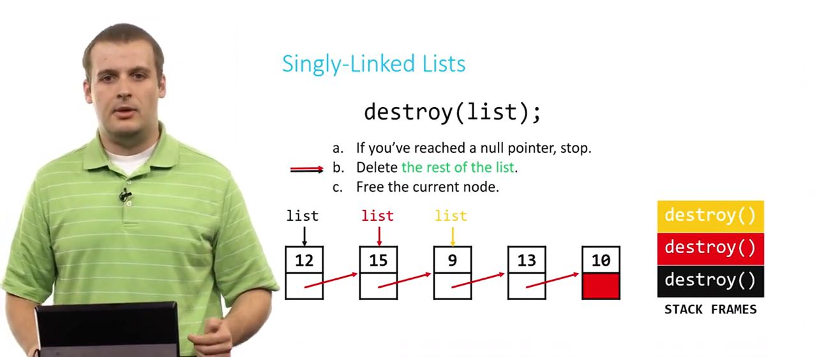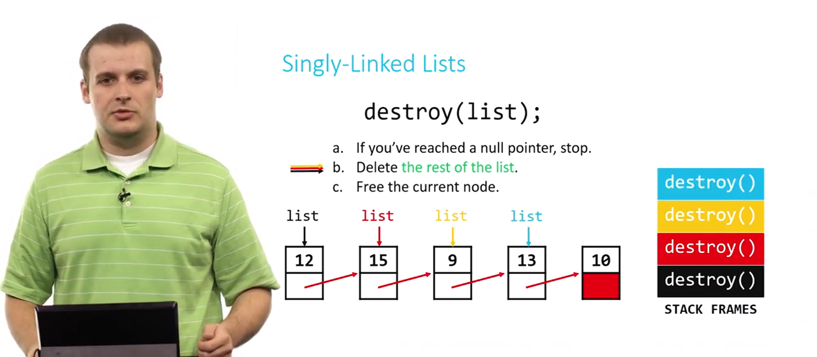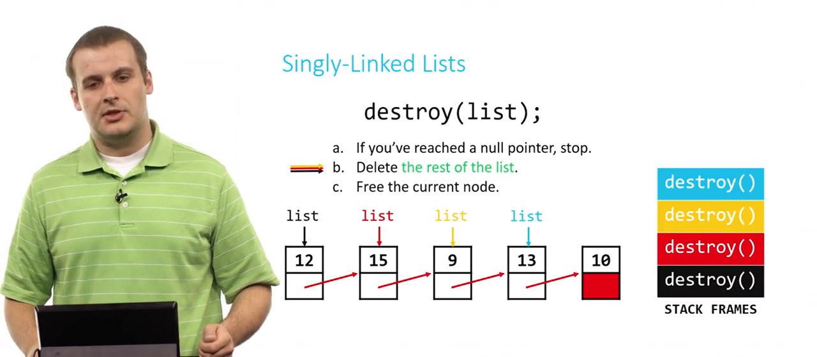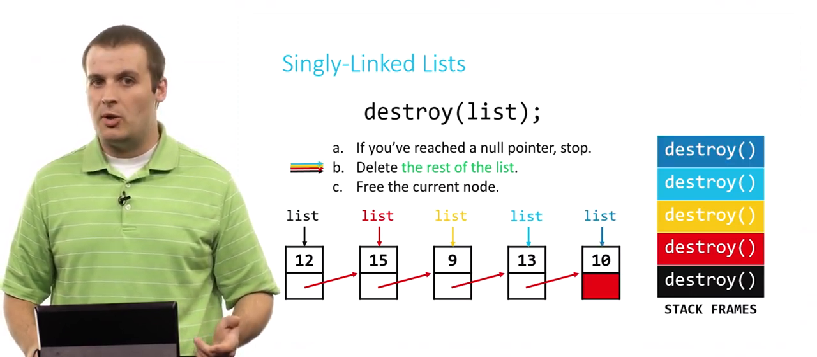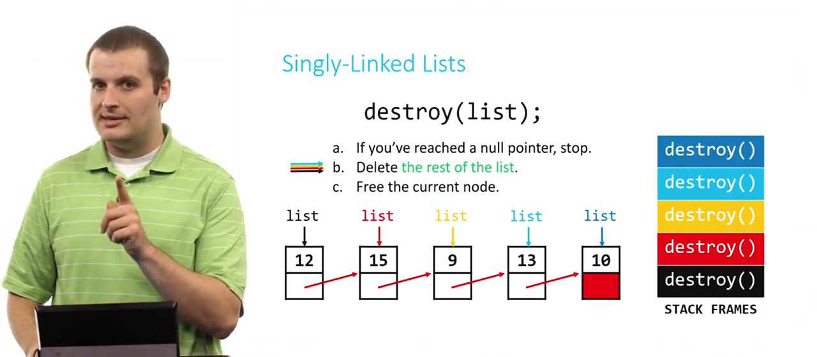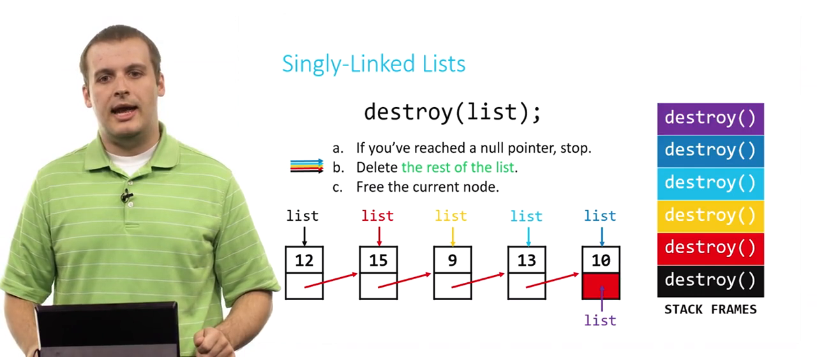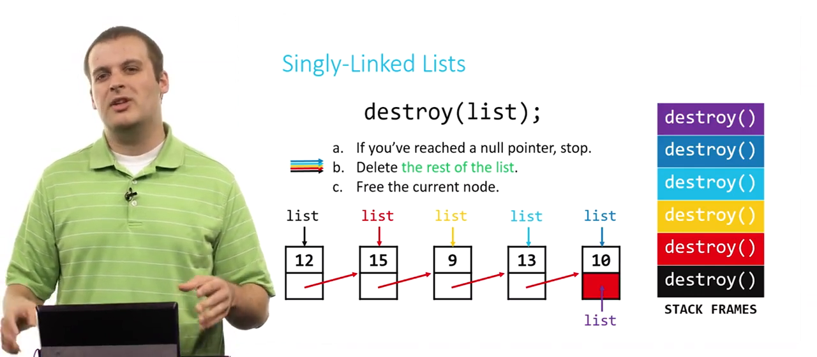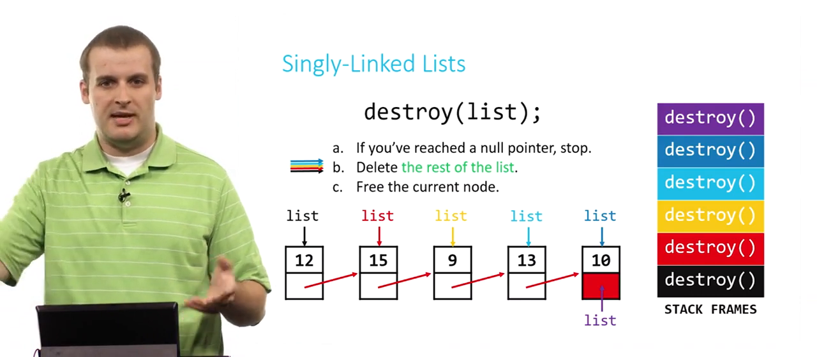Well, 9's going to say, well, I'm not a null pointer, so delete the rest of the list from here. And so try and destroy 13. 13 says, I'm not a null pointer. Same thing, it passes the buck. 10's not a null pointer. 10 contains a null pointer, but 10 is not itself a null pointer right now. And so it passes the buck too. And now list points there. It really would point to some, if I had more space in the image, it would point to some random space that we don't know what it is.